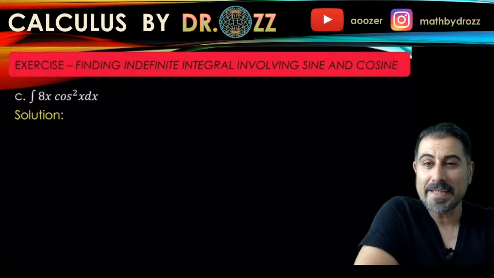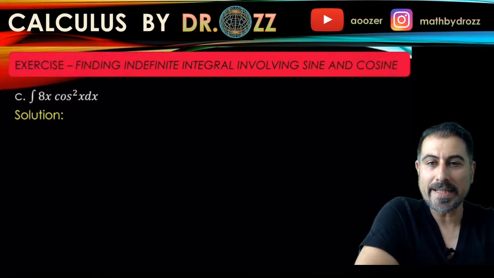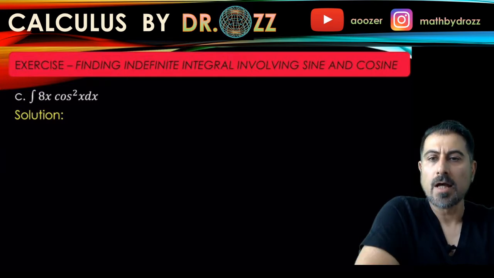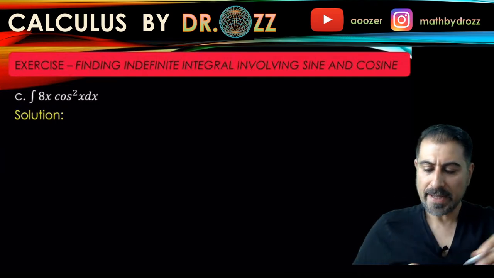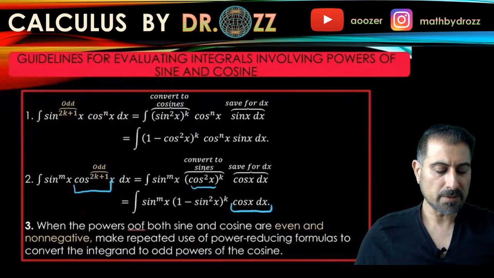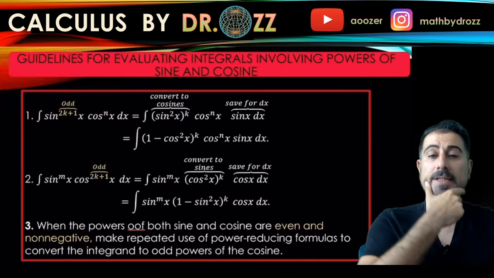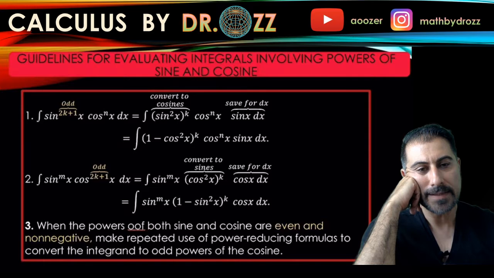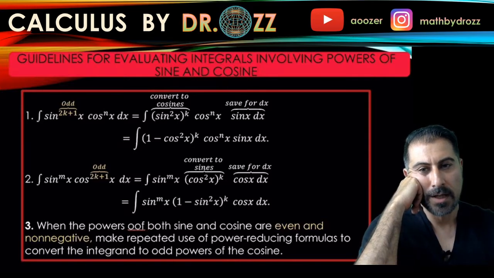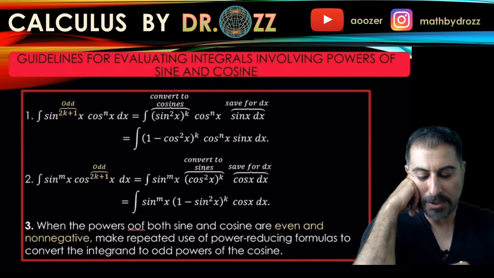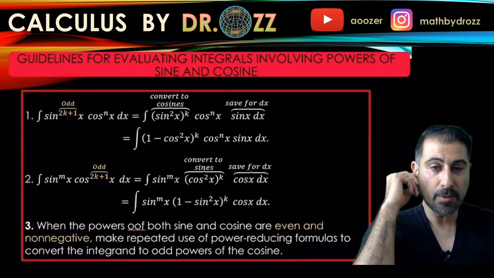All right, in part C, we have 8x cosine squared x dx. We have an even power of cosine, which is good. We can go back and check our guidelines for integrals involving the powers of sine and cosine. But even though cosine here is coming with an even power, we still have that polynomial x tagged along with the trig function. I don't think that these two items would be applicable for taking care of the integral provided to us in the question statement.